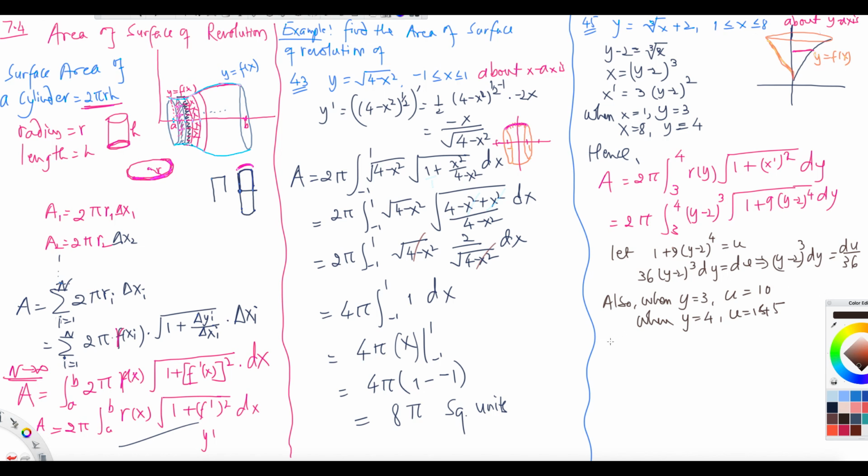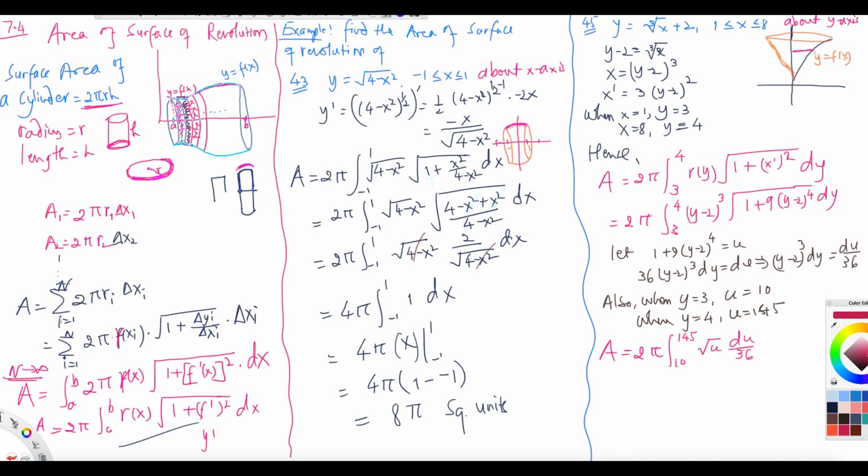Therefore, the area A equals 2 pi. Everything will be changed in terms of u. The limits will be 10 through 145, right? And then that will be the root of u, and (y minus 2) cubed times dy will become du over 36. That's what you get.